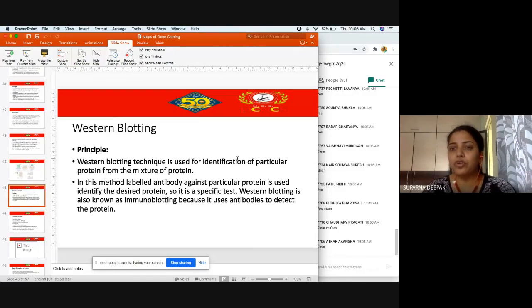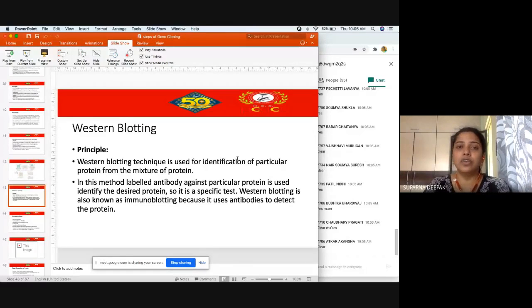So when you want to identify a particular type of protein from a mixture of proteins, Western blotting is going to be helpful. In this method, a labeled antibody against your particular protein is used to identify the desired protein. So it is a specific test. And Western blotting is also known as immunoblotting, okay? Because it uses antibodies for the detection.